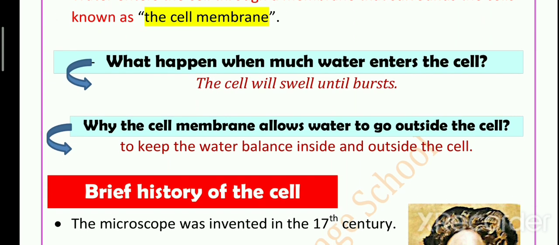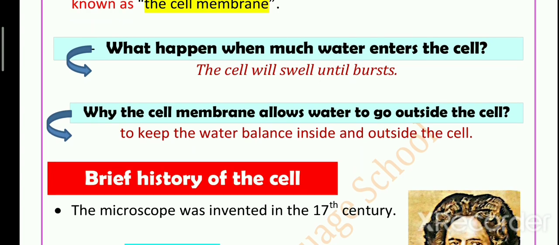So, why does the cell membrane allow water to go outside? Right, to control the amount of water that enters the cell, or we can say to keep the water balanced inside and outside the cell.